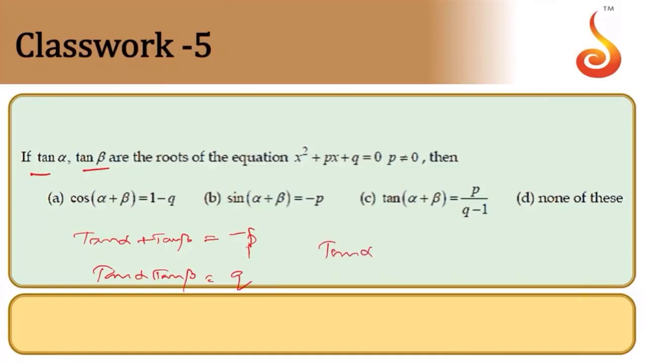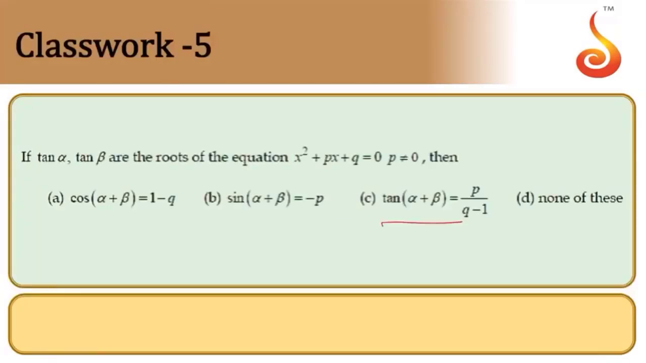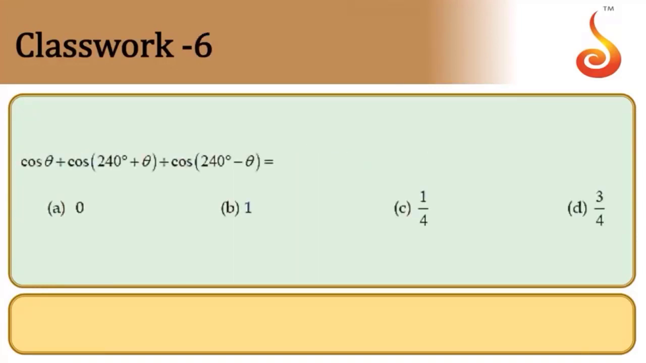So we know tan of alpha plus beta can be written as tan alpha plus tan beta, which is minus p, divided by 1 minus tan alpha tan beta, which is q. So definitely the answer is p divided by q minus 1. Clear? Yes. We shall proceed to question number 6.